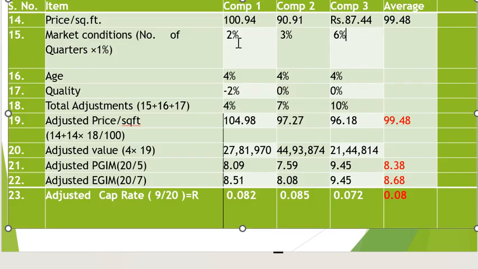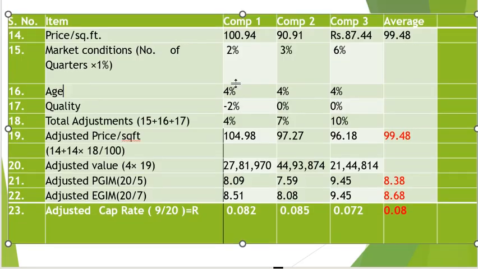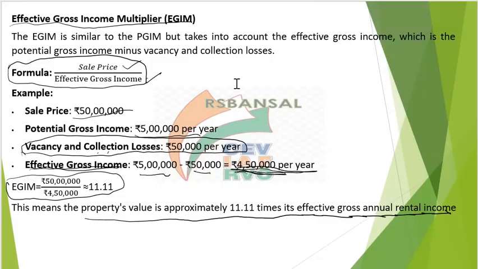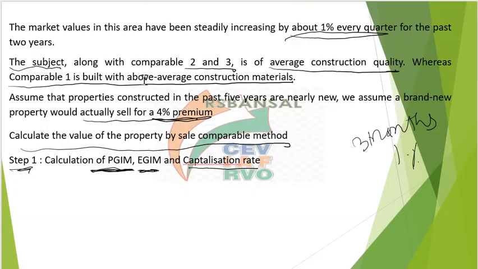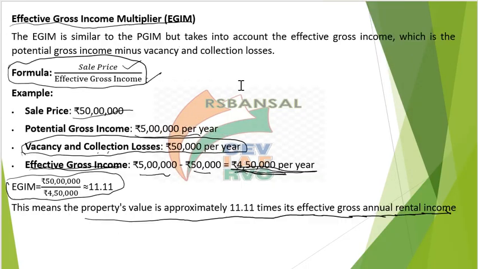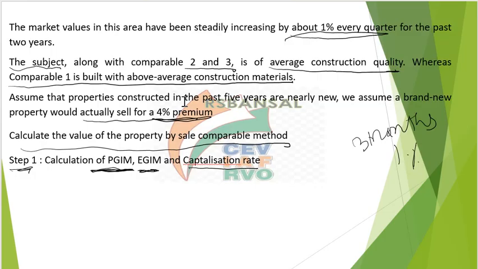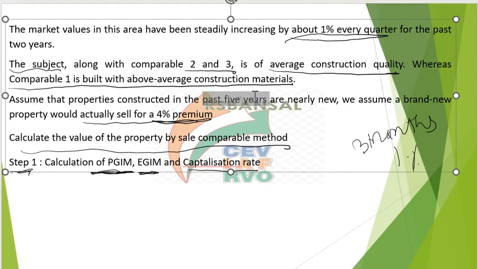Then age adjustment. Our building is a new one, and what is given is that up to 5 years, 4% weightage may be given. This is given to you in the question that ours is a brand new property, and the properties which are up to 5 years old may be given a 4% premium.